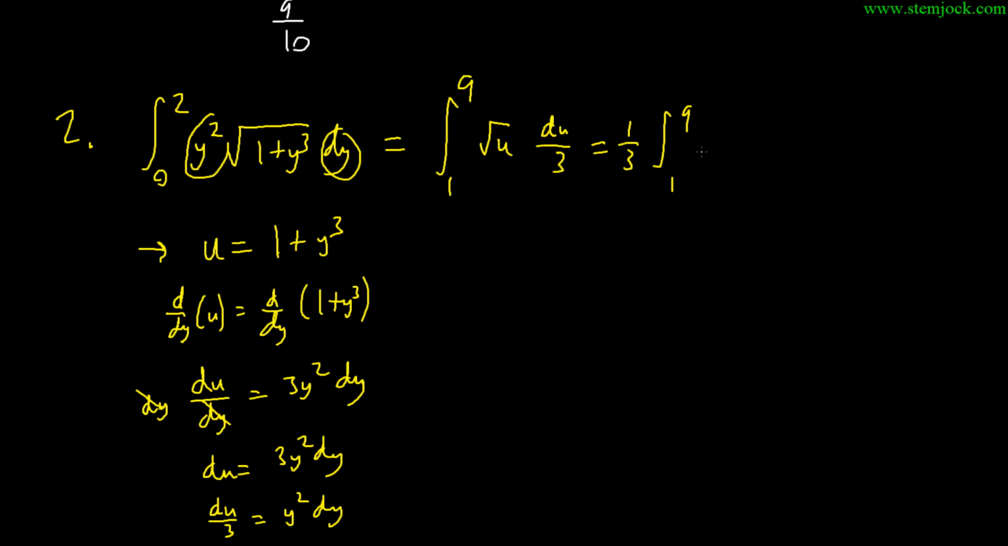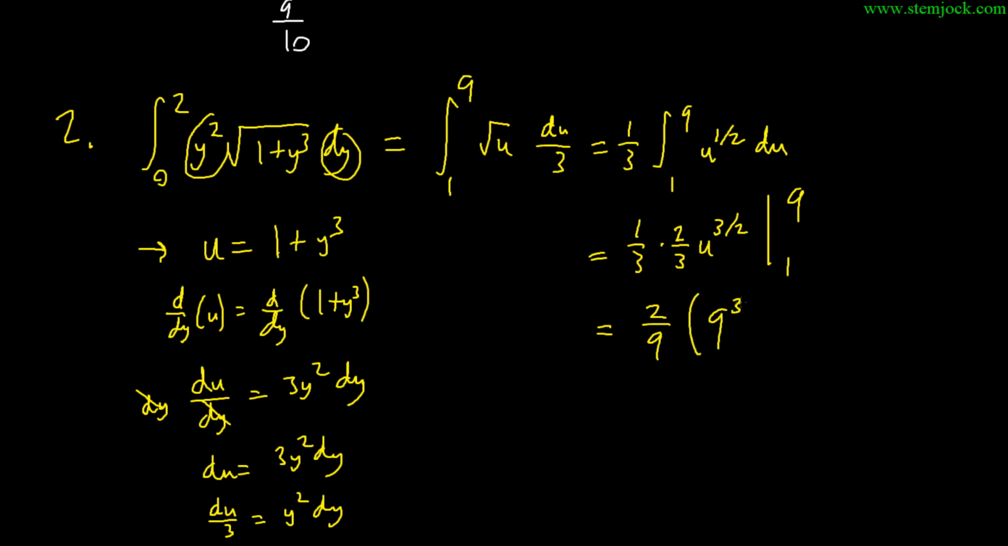And if I replace the square root with the fractional exponent, this is u to the power of 1/2 du. And now I use the power rule again. I bump up the exponent by 1, so this is going to be u to the power of 3/2. And if I divide by 3/2, this is multiplied by 2 over 3. So this is the reciprocal. And this is evaluated from 1 to 9. And this here is going to be 2 over 9. And now 9 to the power of 3/2, and then minus 1 to the power of 3/2.